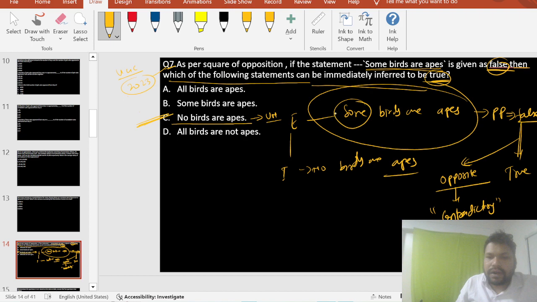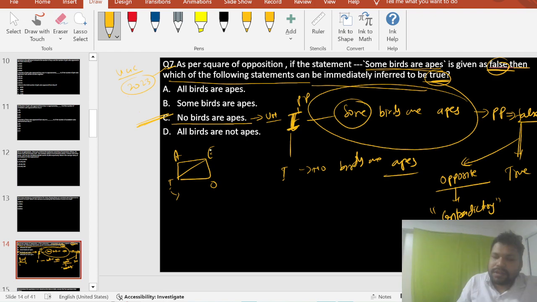And contradictory means, if you make the square diagram, this is called A, E, I, O. The E contradictory is I. To see A, E, I, O: "some birds are apps" is given, so this is the I sentence, the particular positive. The particular positive's opposite is E. So E is "no birds are apps". We can say that no birds are apps because E's opposite is I.